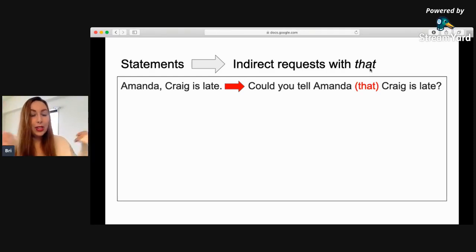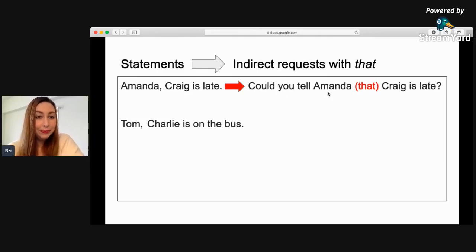Okay, so for these indirect requests, it's up to you if you want to use could or can. And we want someone to pass over information. So in this case, it's a statement, so we're going to use tell. Tell Amanda. Okay, here's another example. I'm talking directly to Tom. Tom, Charlie is on the bus. So this is the person I'm talking to, and this is the information I want to tell them.